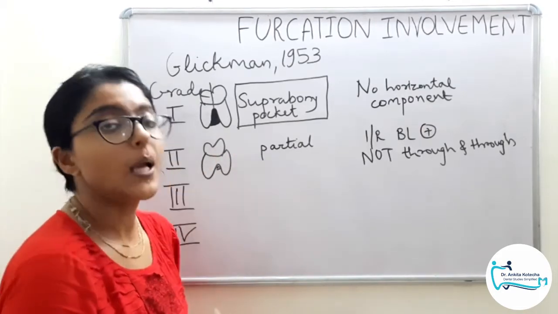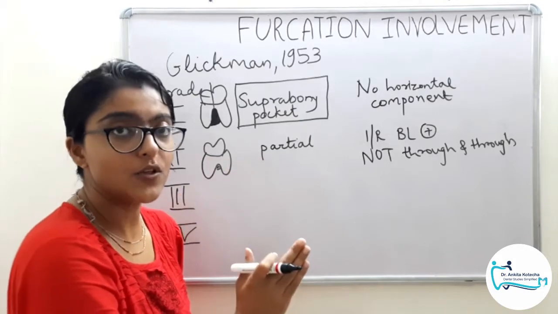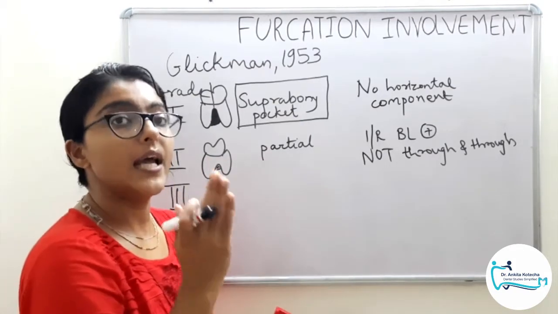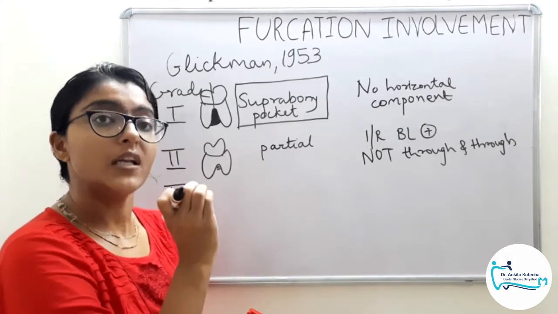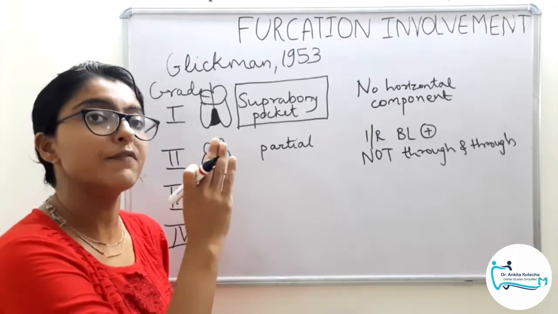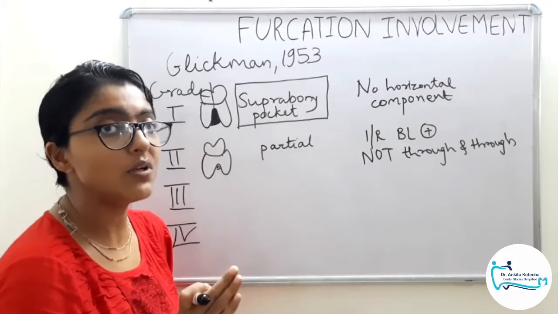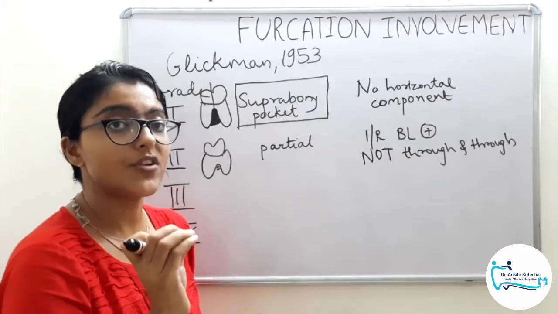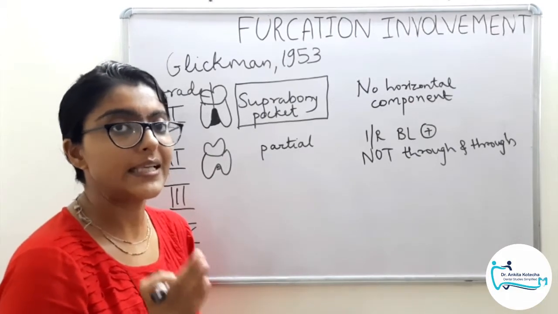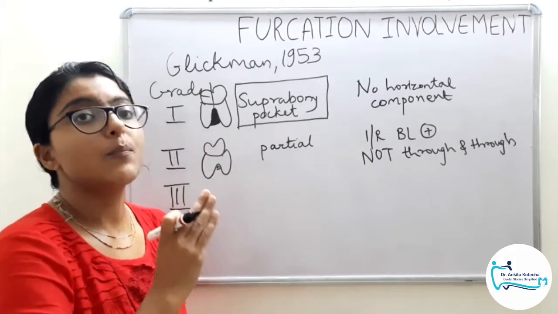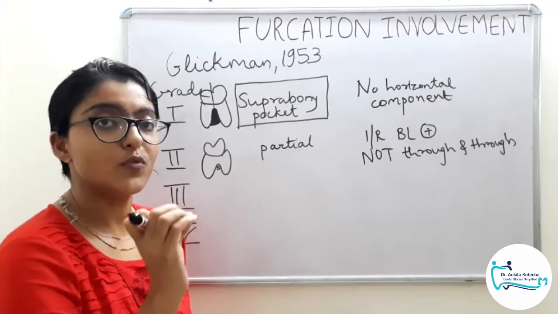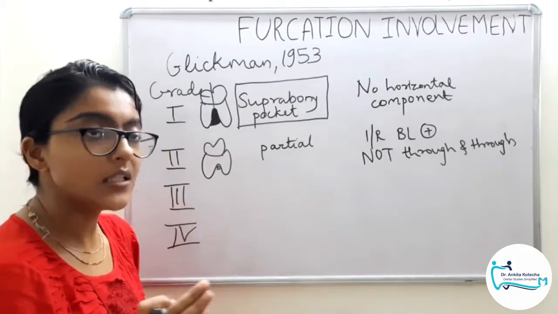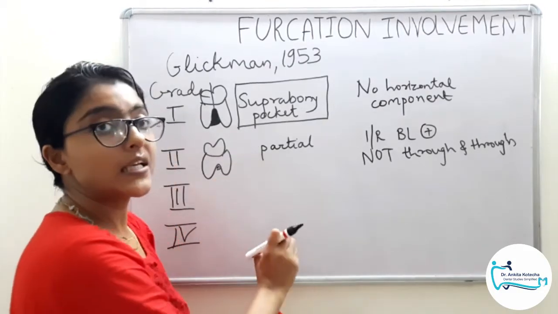Let's say if it is buccal involvement, then the interradicular bone is present on the lingual furcation aspect, and vice versa. That is, if lingual furcation is involved, that is, if we pass our Nabers probe from the lingual furcation in a horizontal direction, the buccal bone is intact. The interradicular bone on the buccal aspect is intact. In either case, the probe will not pass through and through from both the furcations in one go with our Nabers probe. Clear? This is the concept behind grade 2.